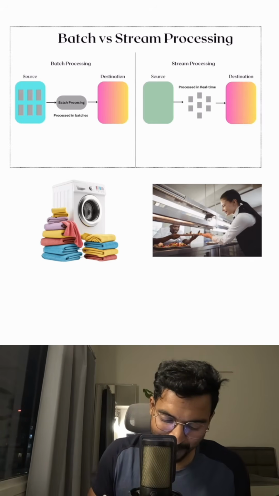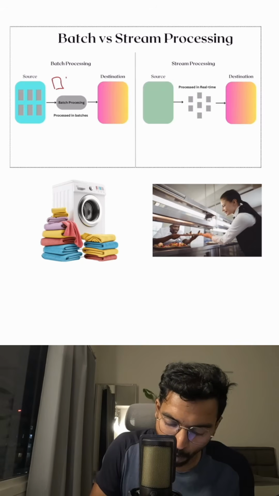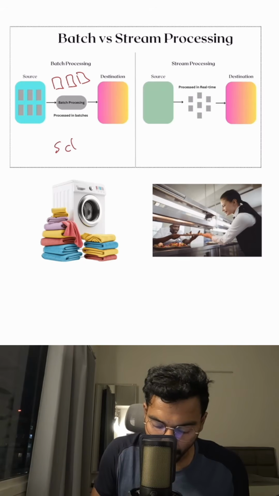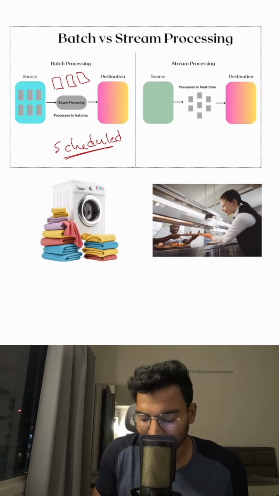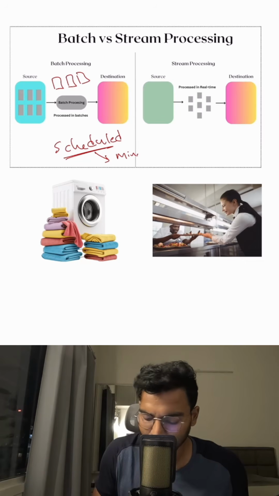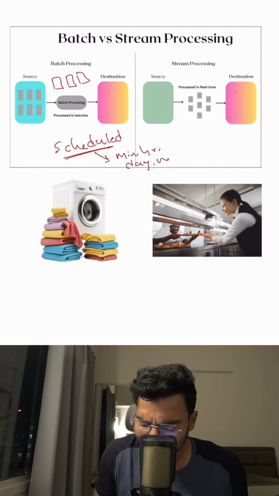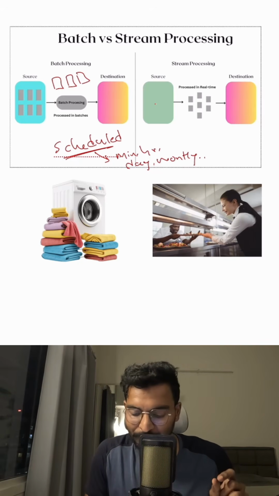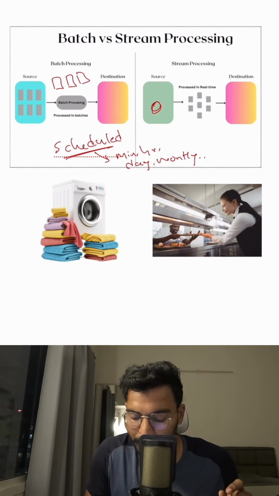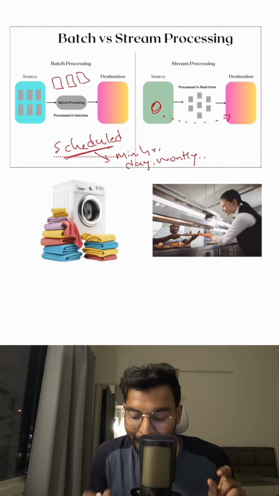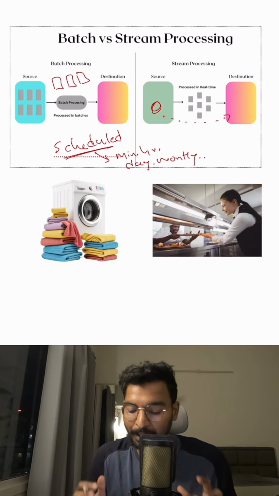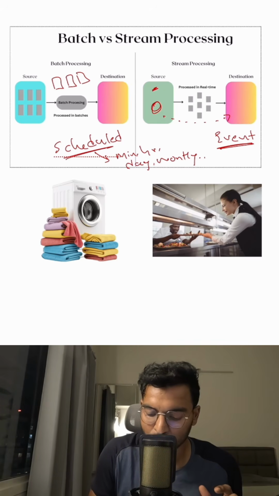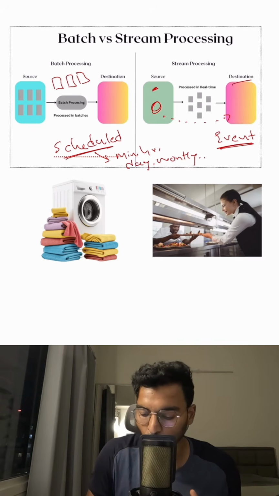Let's find out. In batch processing, you process the data in small batches, and these batches are only processed in a scheduled fashion. This scheduled fashion can be every minute, hour, day, month, anything. Whereas in stream processing, as you receive the data from the source, it is processed to the destination in real time. Whenever a new event is triggered from the source, this data is processed live to the destination.